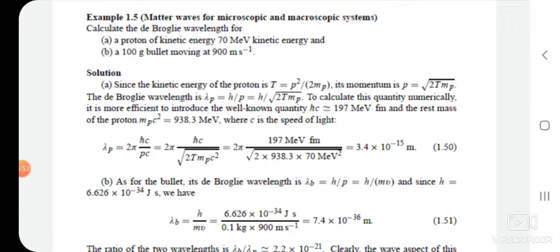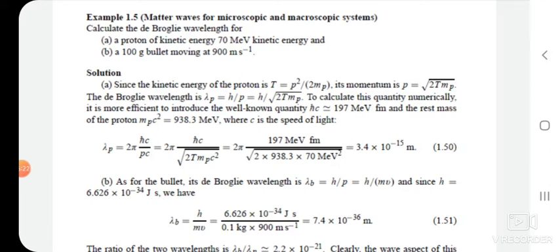Since the kinetic energy of the proton is p square by 2m, where m is the mass of the proton, its momentum p is equal to square root of 2 T m_p. Then the de Broglie wavelength of the proton, lambda_p, is equal to h by p, or h by square root of 2 T m_p.